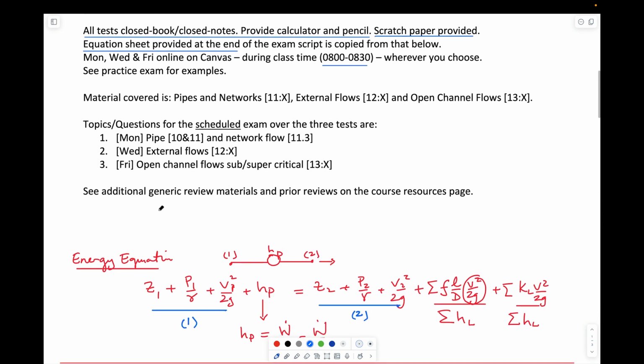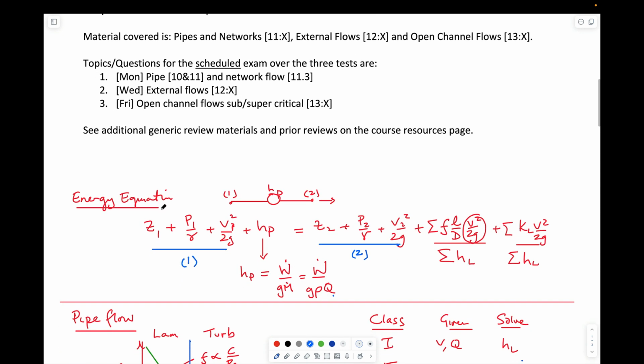The material covered is not comprehensive, it just covers the last material in the course. Really, pipes and networks, number 11.3, I guess, were networks, external flows, and open channel flows. And so those three topical areas, three chapters, 11, 12, and 13. The Monday test is a pipe flow question, which is a network. So you need to know something about the pipe flows. External flows is Wednesday, and open channel flows are on the Friday.